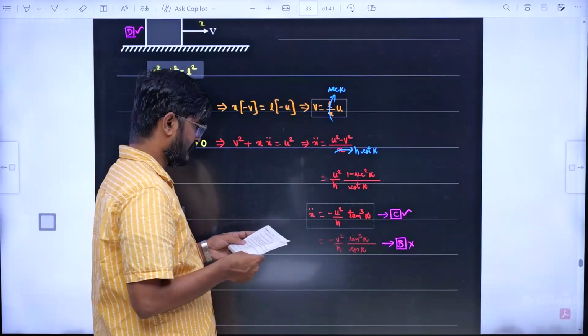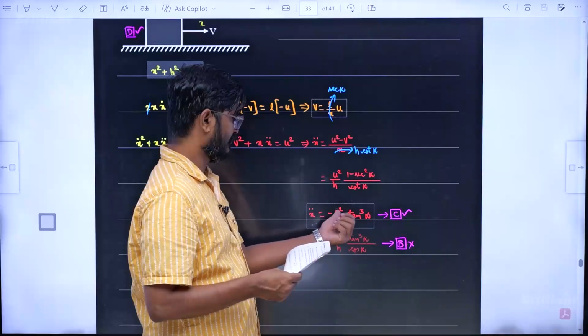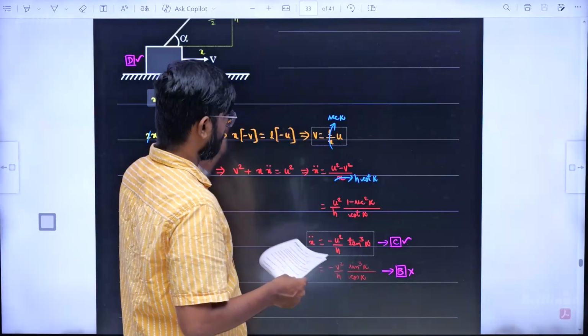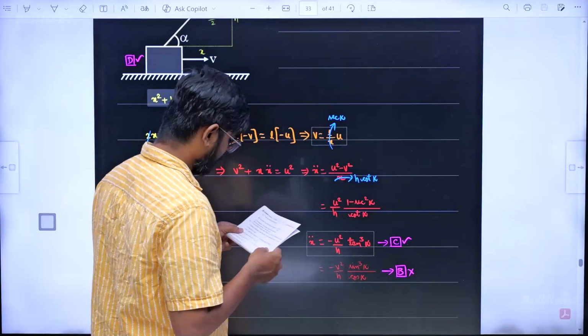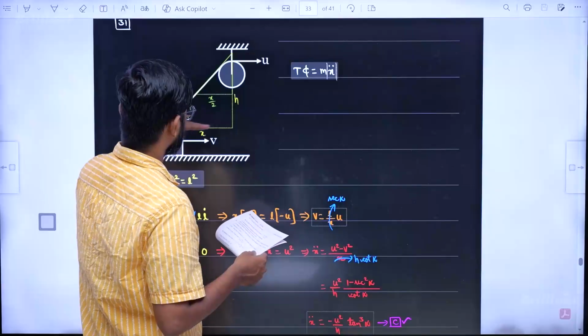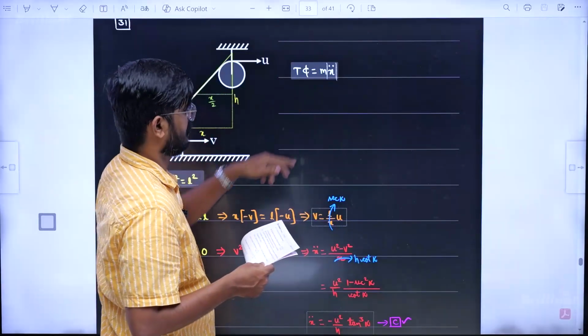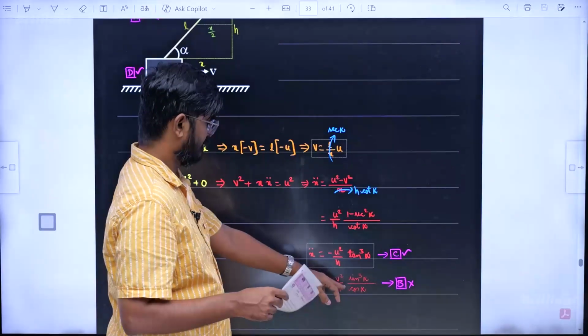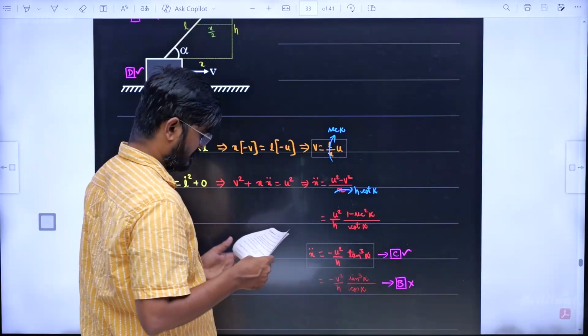The magnitude of acceleration: u is fixed, h is fixed, alpha is going to increase. If alpha is increasing, tan will be increasing, so acceleration is increasing. Now if you want to find the tension, T cos alpha is mass times acceleration. Acceleration value we understood. So when you substitute, anyway, that shows option B is wrong.